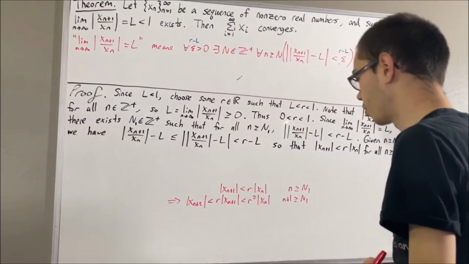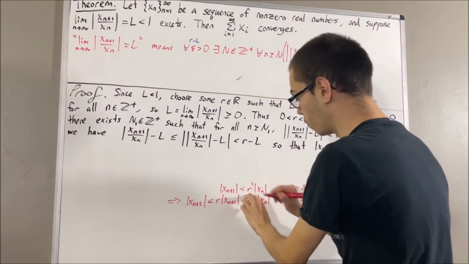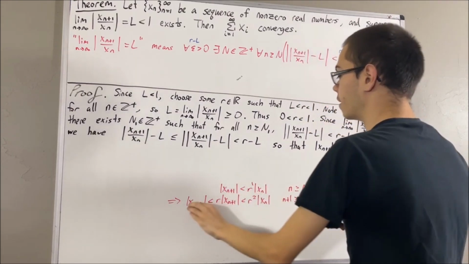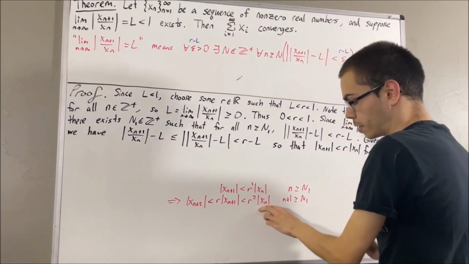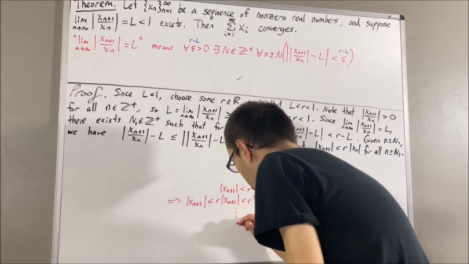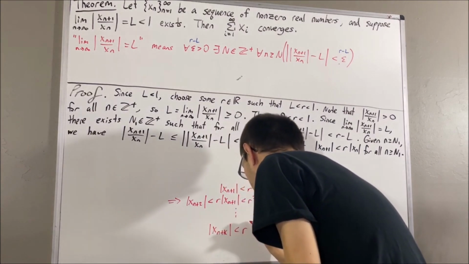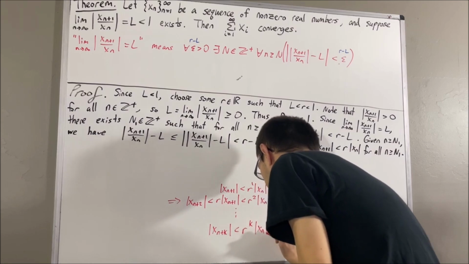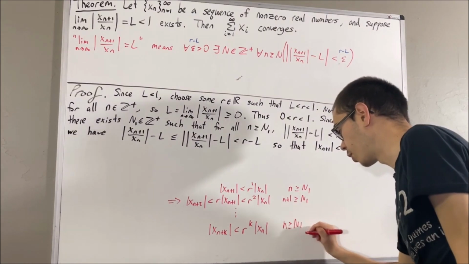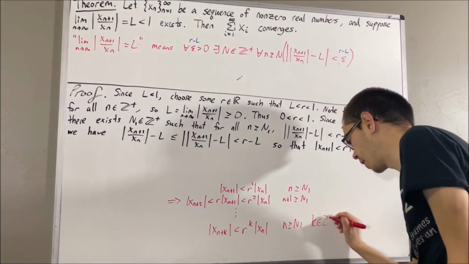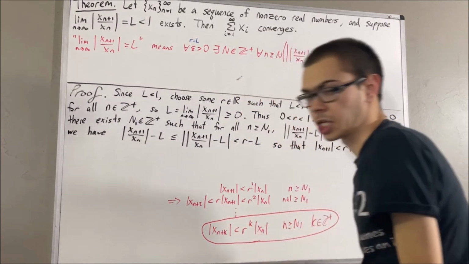So notice the pattern that's going on here. Absolute value of xn plus 1 is less than r to the power of 1 times absolute value of xn. Then absolute value of xn plus 2 is less than r squared times absolute value of xn. In general, we should expect absolute value of xn plus k to be less than r to the k times absolute value of xn, for any integer n greater than or equal to capital N1 and for any positive integer k. And so we're going to show that this is true by induction.